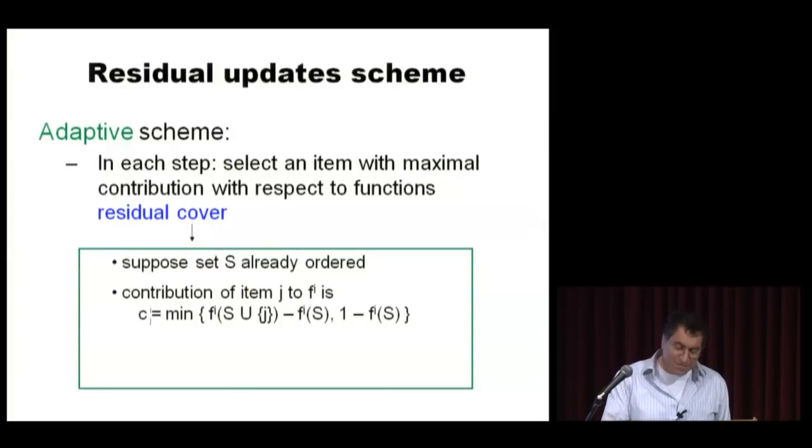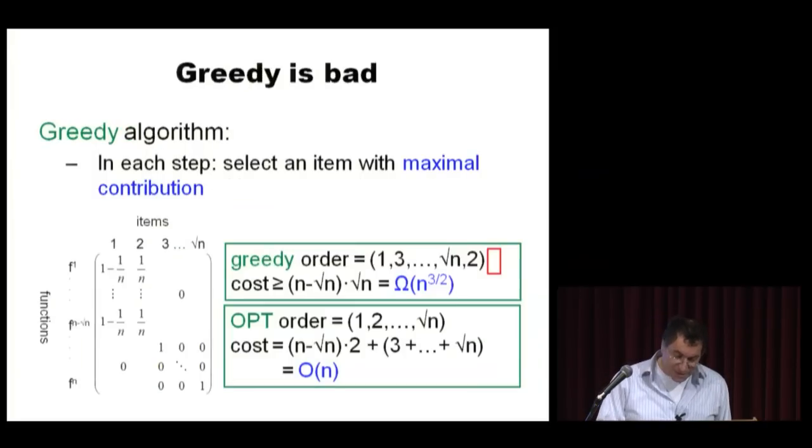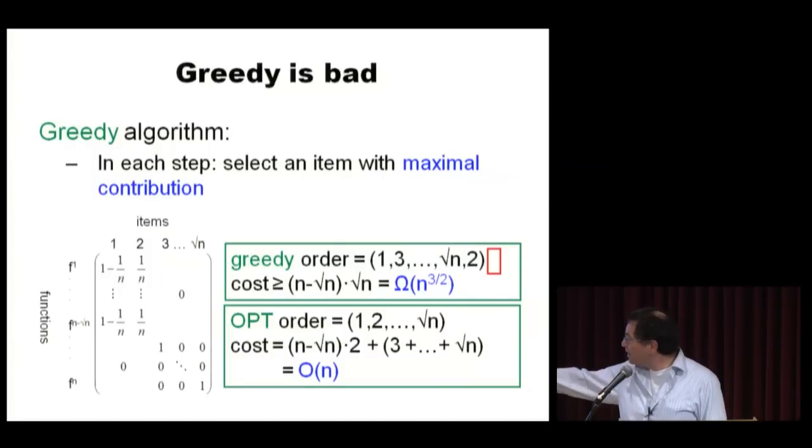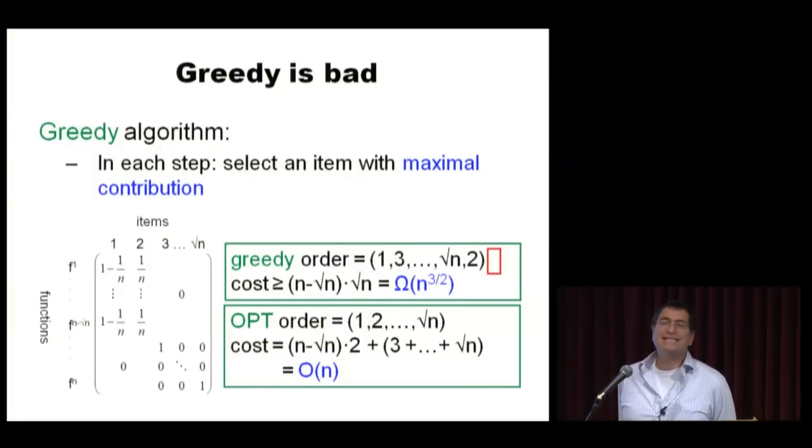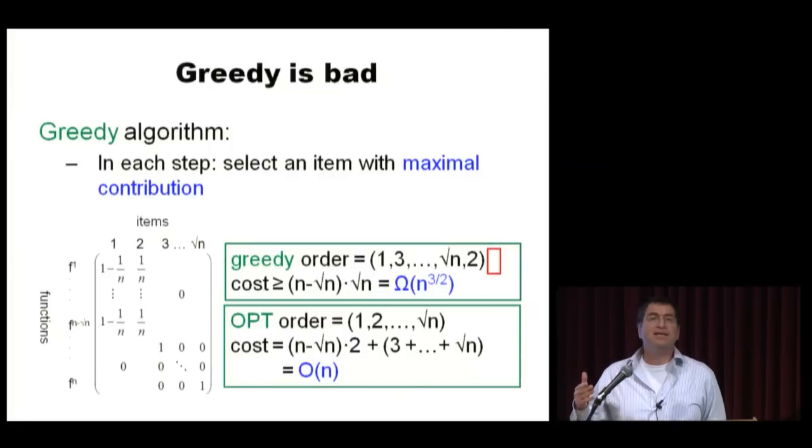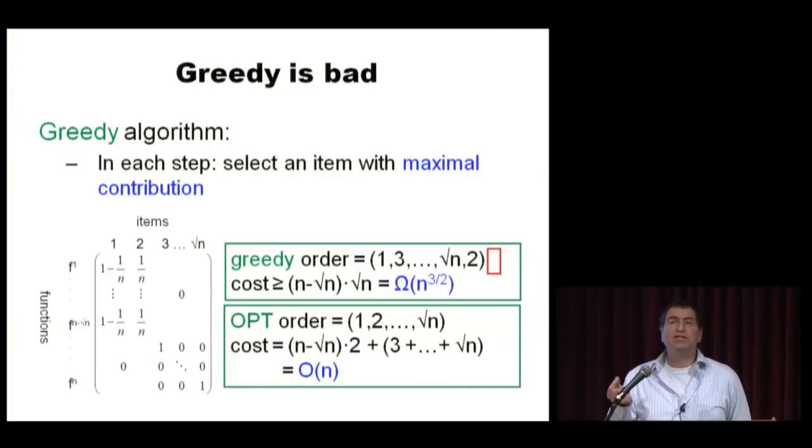So this is how we define the adaptive scheme. The problem with the previous algorithm, the greedy, is that almost all users were almost happy. We just need a little bit of information, but we didn't take into account that they are almost happy. So now we want to take it into account.